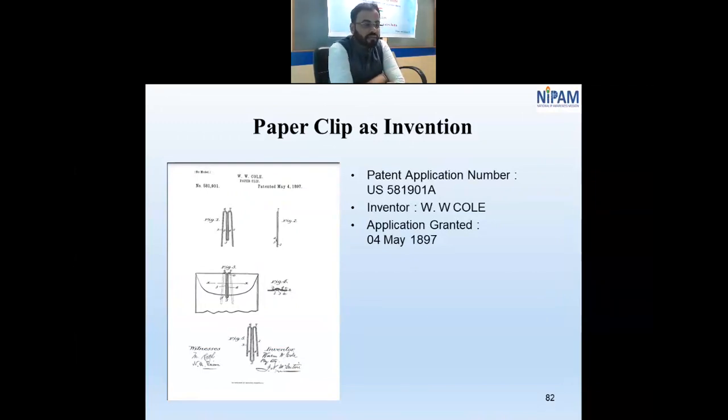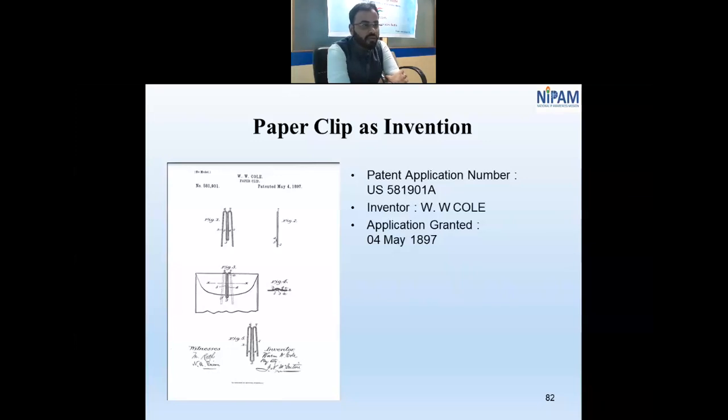So all of us think that inventions could be something which is extremely new and very complex. Even a simple paper clip could also qualify to be an invention and would be granted a patent. This particular paper clip invention, the inventor was W. Cole, and this paper clip was granted a patent on 4th May 1897. So don't think that you need to come up with something big, large, or complex. Only then will you be granted a patent.